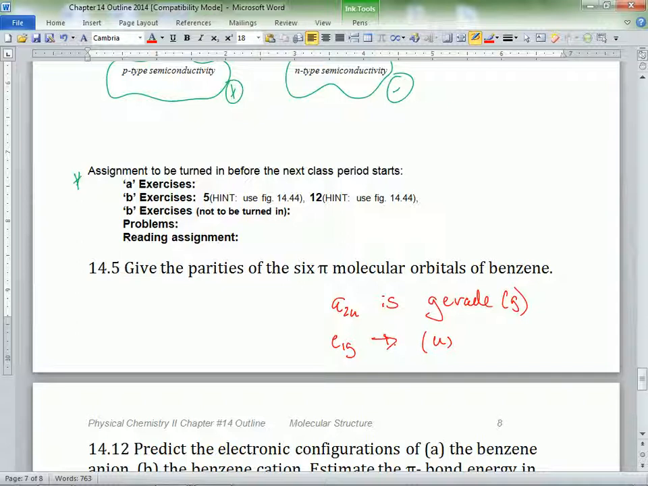Where's the center? Oh, I thought it was right here. Well, that's not the center. Right here. Where's the center of the molecular orbital? There's the center. Here's the center. Reflect through the center.